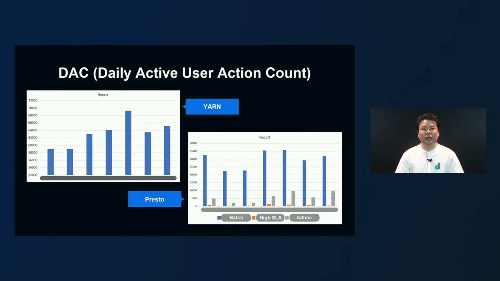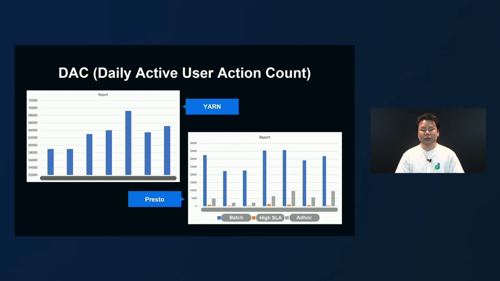And this is DAC. On the left, you see the DAC of a yarn cluster at a particular point of time. The analysis axis of DAC is the number of yarn application submissions, and it's limited to the successful applications. This graph tells you that at its peak, approximately 70,000 yarn applications are submitted on one day.